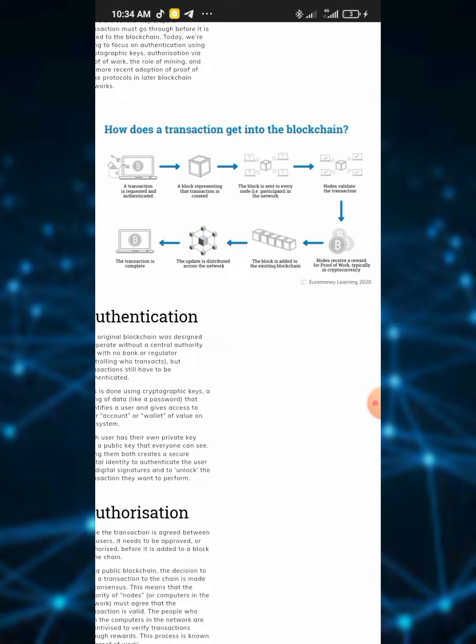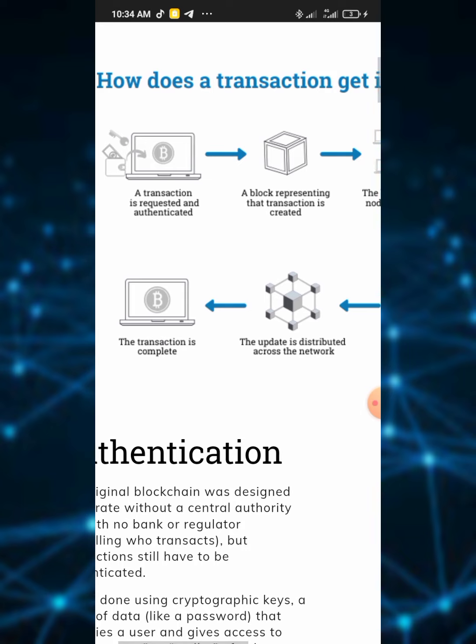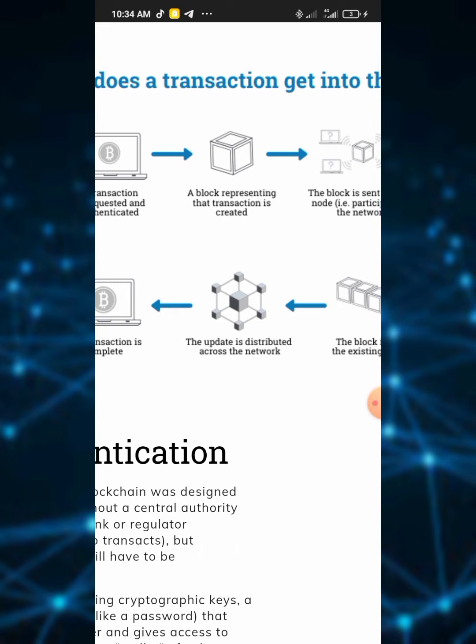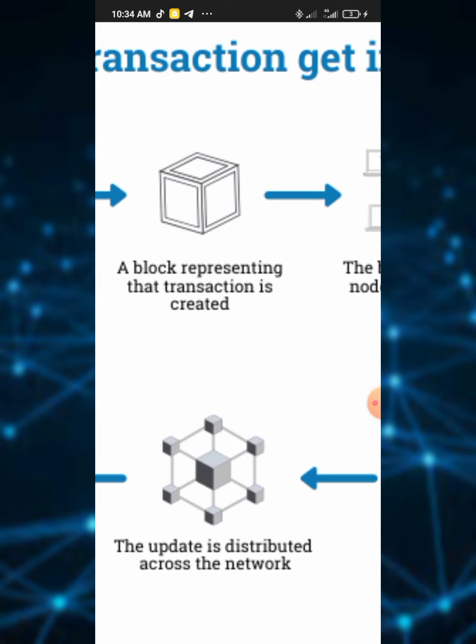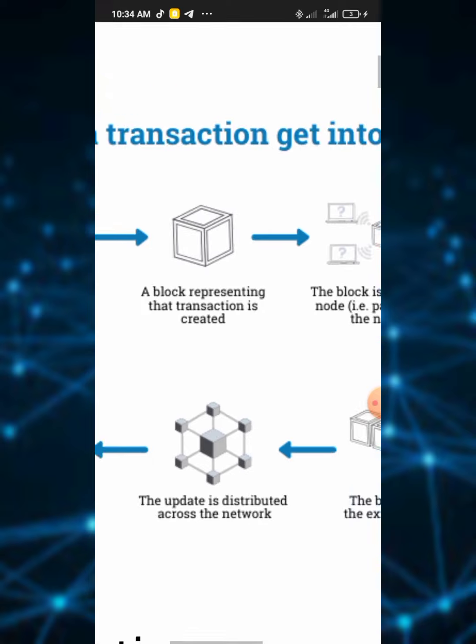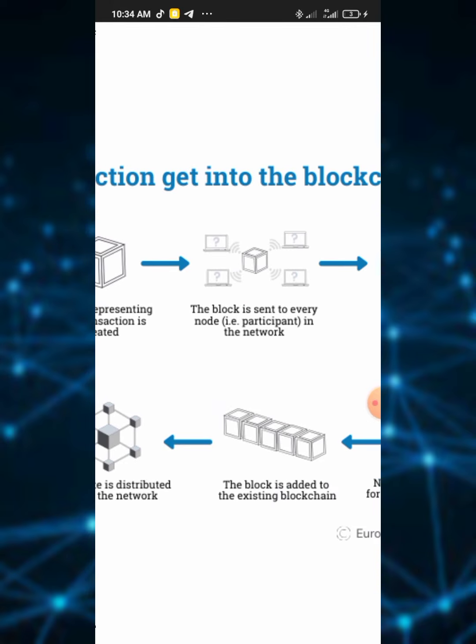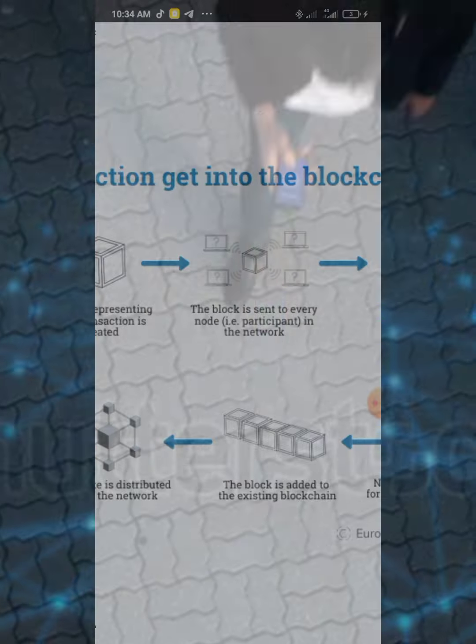All right, so guys, take a look at this image. I'm going to use this image to explain to you guys how transactions are being uploaded to the blockchain. Okay, so look at this now. A transaction is requested and is authenticated. Okay, so this is the block that represents the transaction that is created. The block then is being sent to different nodes, meaning it is being sent to different computers.